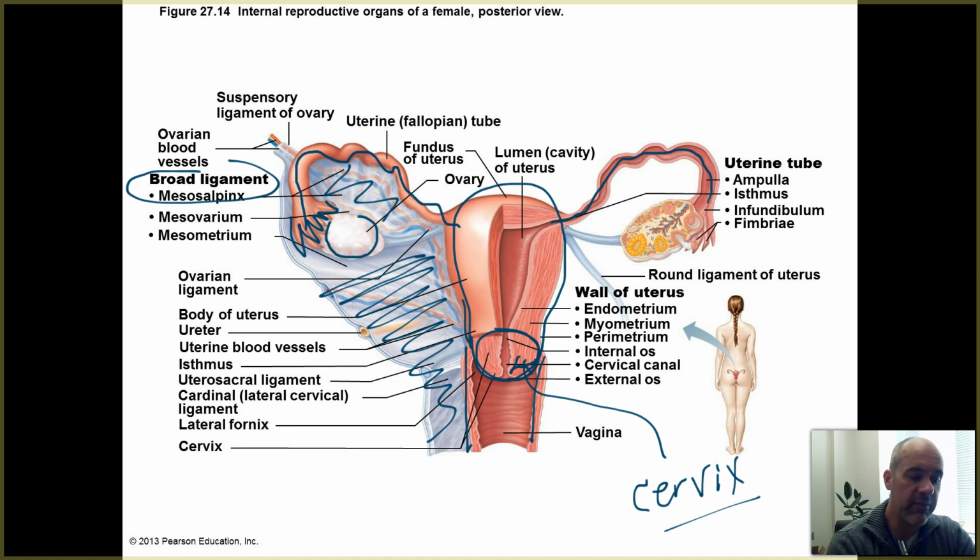And blood vessels are located within those ligaments, blood vessels that are bringing a blood supply to these tissues, and even right in here you can see the ureter right there is passing through those ligaments as well.